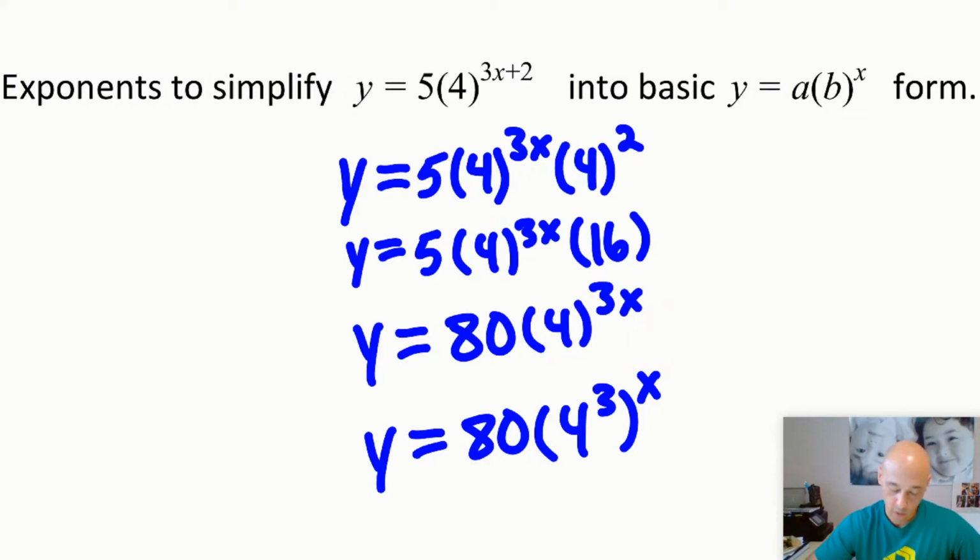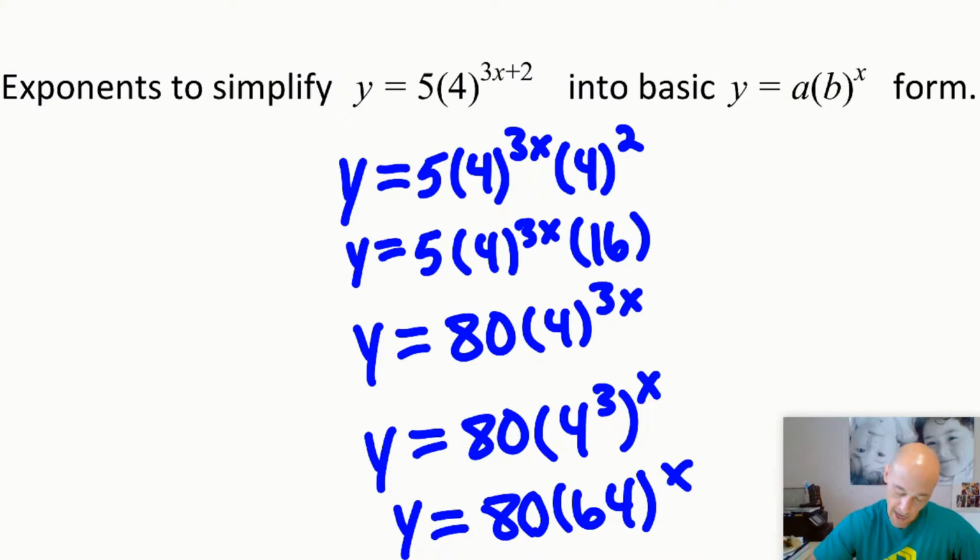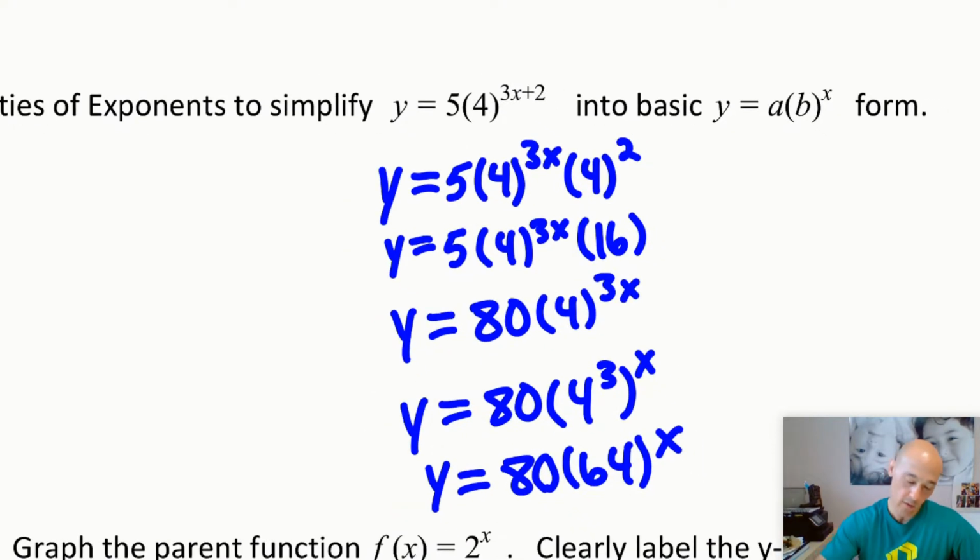And so 4 to the third power, I believe that is 64. Let me just double check here. 4 to the third power, I've got to put it in correctly, or else my calculator won't do the work for me correctly. Yeah, so it's going to be y is equal to 80 times 64 to the x power. And that is how we can rewrite this equation into basic y equals a times b to the x form.